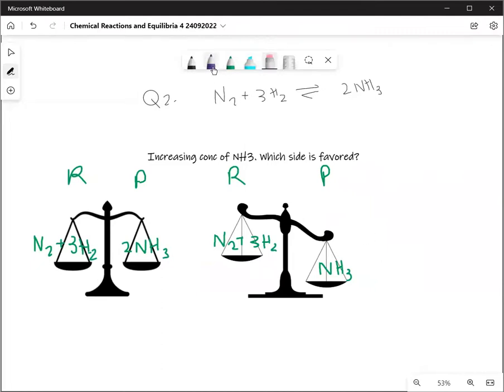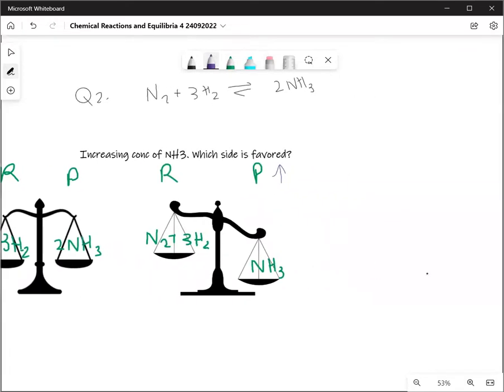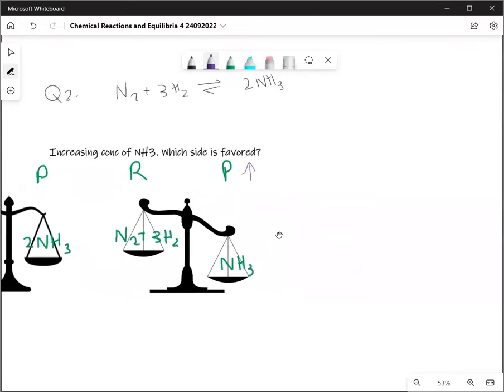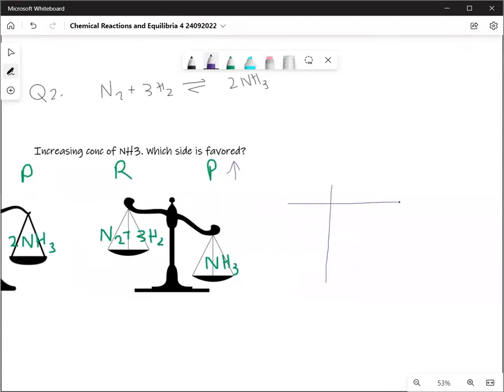So what do you have to do now to balance them again? We have to increase the product side. Yeah, so what will happen then? This will go even downwards. This is what you will have if you increase it even more. We have to decrease the product side then. If you add even more here, this will go even lower. What do you have to do now? Decrease it.